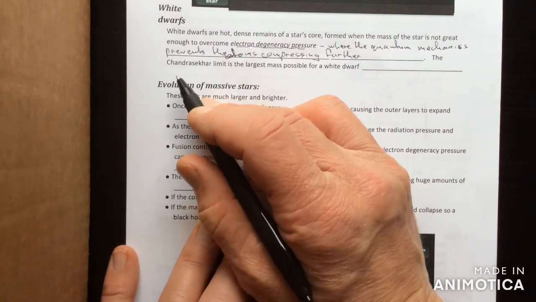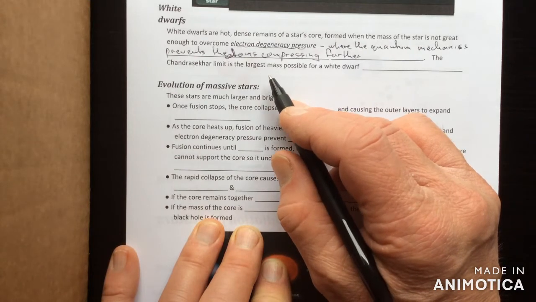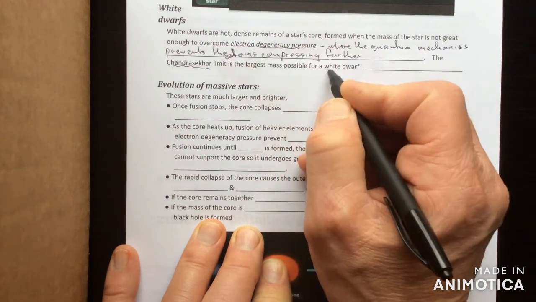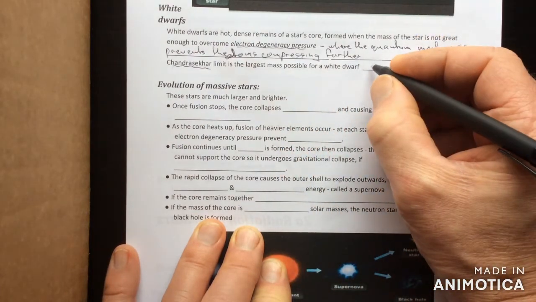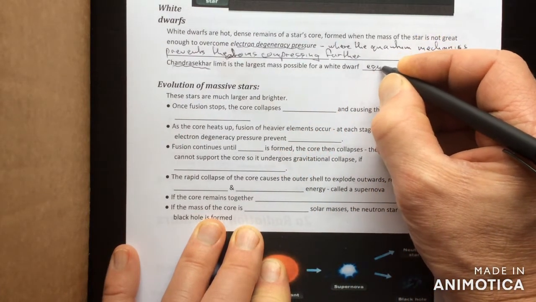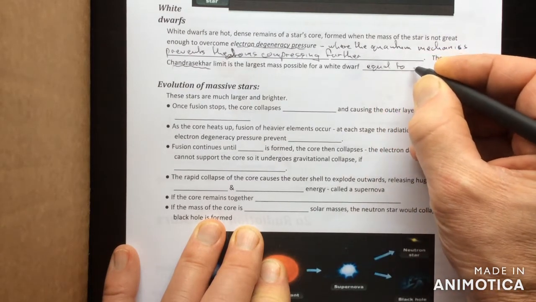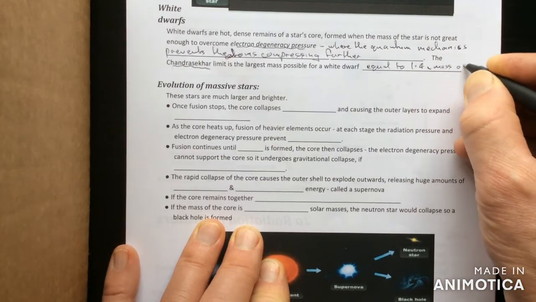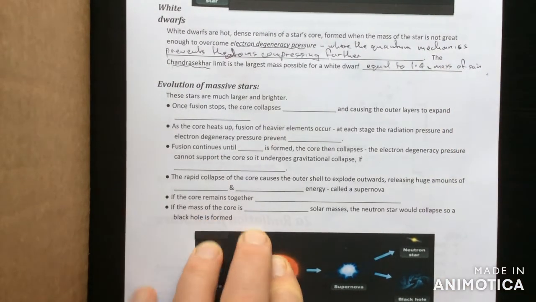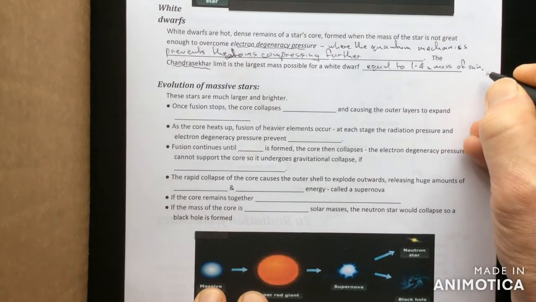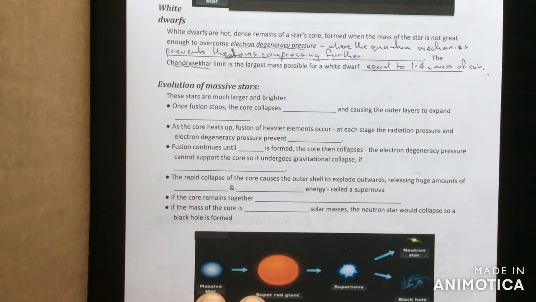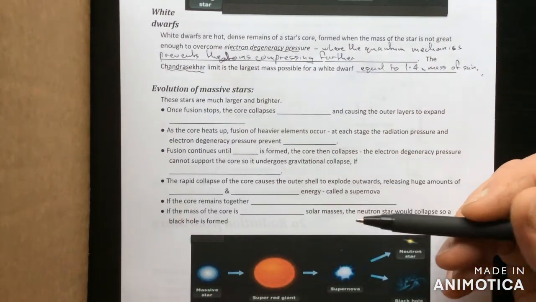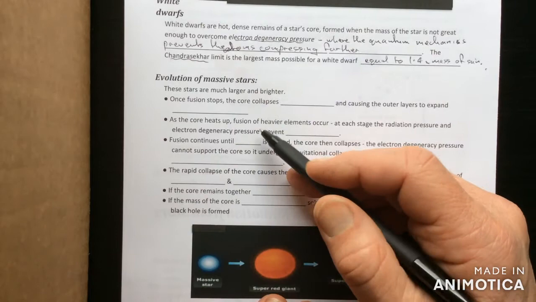Now this limit, okay, as I said before, is called the Chandrasekhar limit. The largest possible mass to turn into a white dwarf is, let's say, equal to 1.4 times the mass of the sun. Okay, obviously our sun, every other sun is called stars. Now you can figure out the rest. If you've gone beyond this, then you've got a slightly different process.